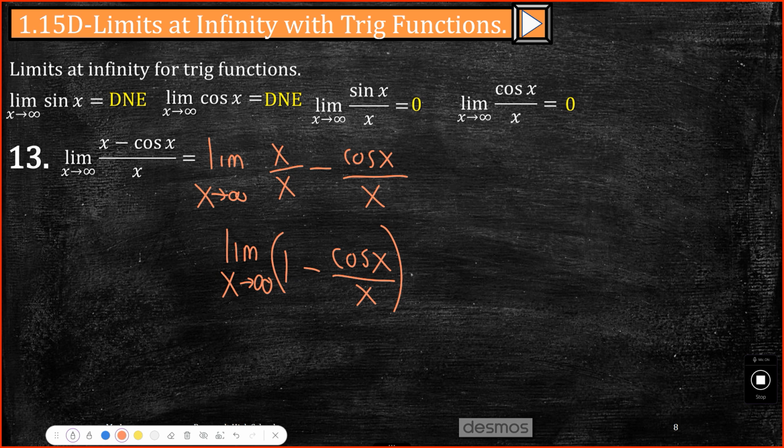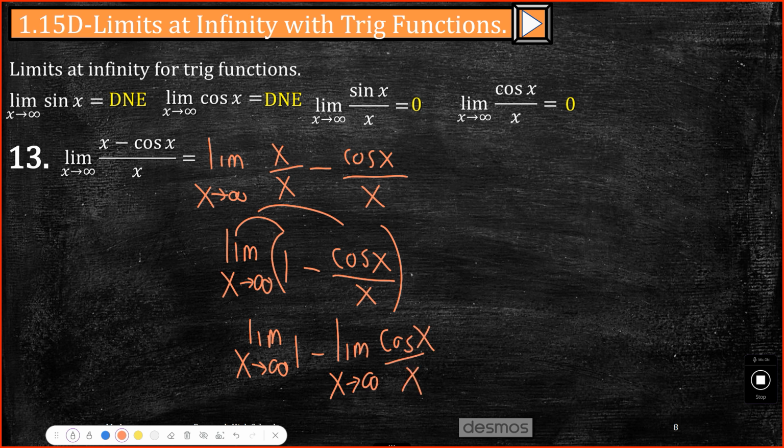And hold on, let me just go step by step. Lim as x approaches infinity of 1, and then distributing for each, minus lim x approaches infinity of cosine x over x. So this is better. I'm going step by step. So lim x approaches infinity of 1 is just 1. Minus, what's this? Well, isn't that the statement we just had here? 0. So what's 1 minus 0? 1 minus 0 is 1. So the answer is 1.